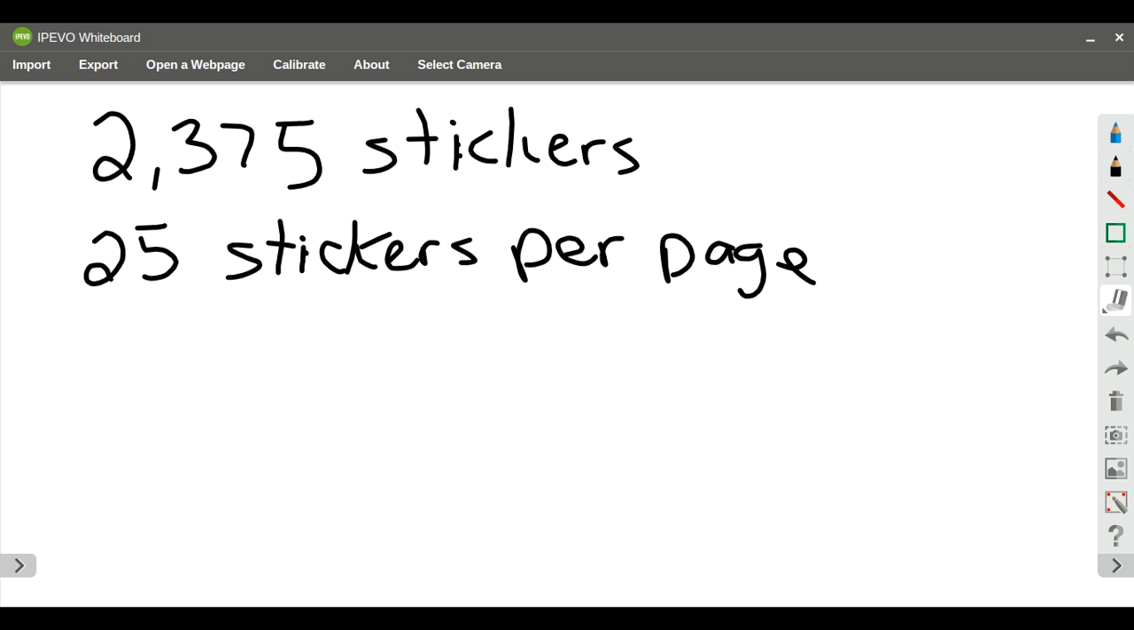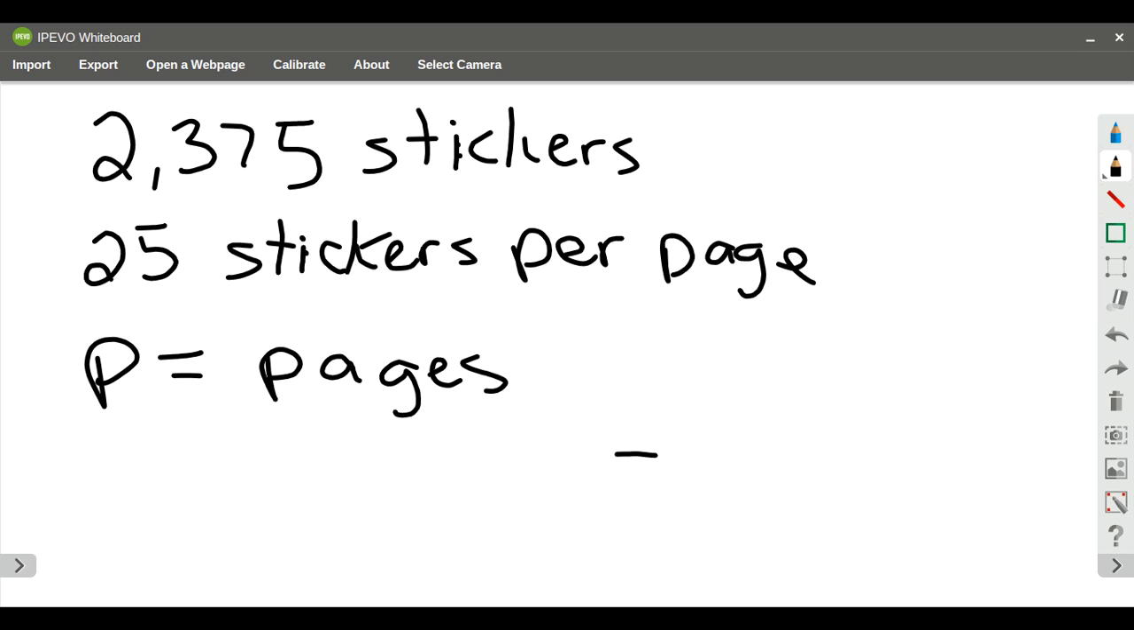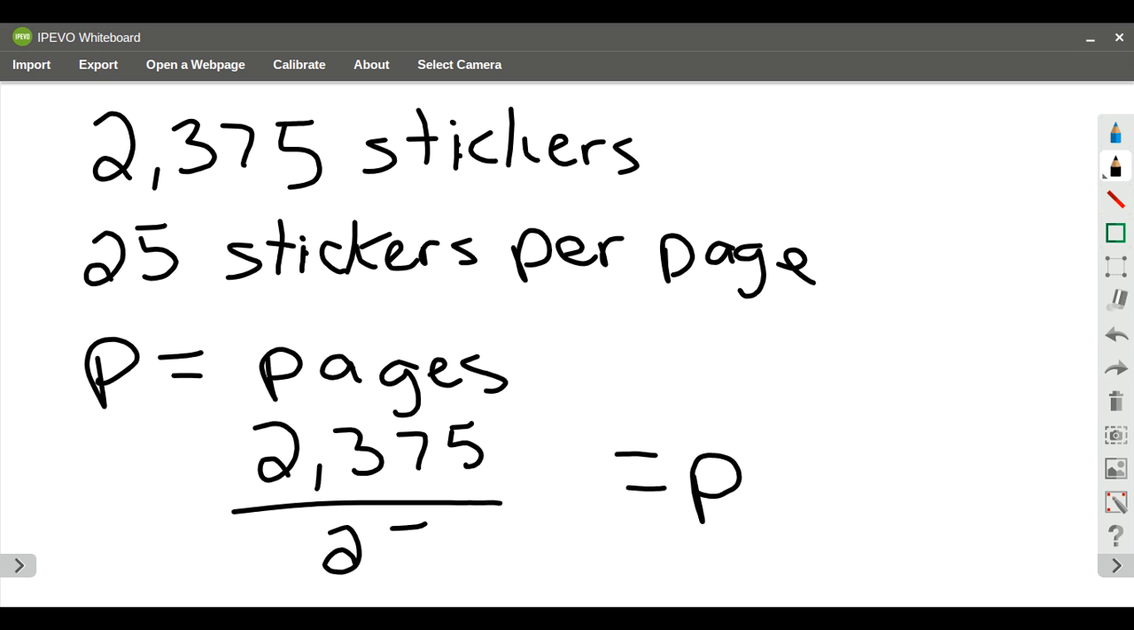So they gave us a variable. P is going to represent the number of pages. So P equals pages. My first step is to write this as an equation. I'm going to start with the values that I know. I'm looking for P, the total value. To find that, I'm going to divide 2,375 divided by 25. And when I divide that value, it's going to tell me what P is equal to.